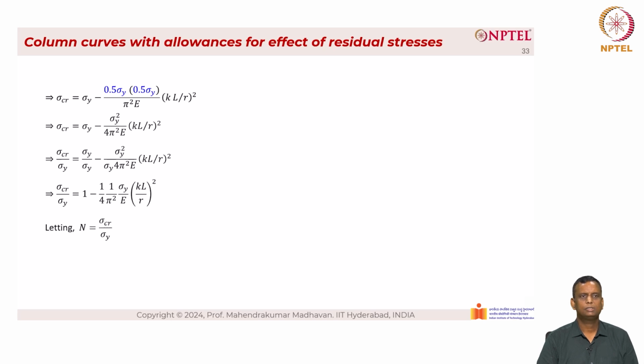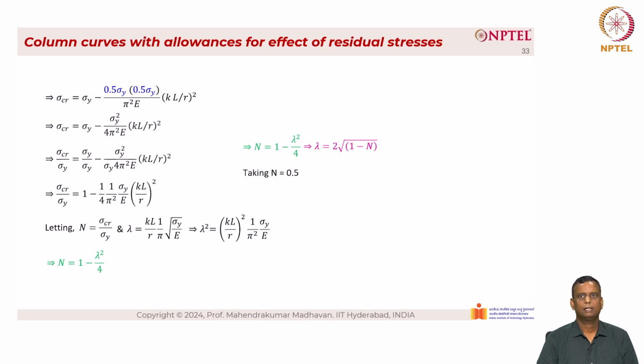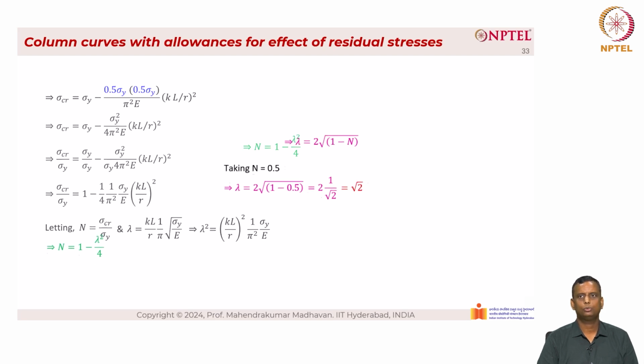Letting n equal σcritical/σy and λ equal to KL/r into 1/π into root of σy/E, we have λ² equal to (KL/r)² into 1/π² into σy/E. So now n becomes n equal to 1 minus λ²/4, which gives rise to λ equal to 2 into root of 1 minus n. Taking n equal to 0.5, because the residual stress is 50% of the yield, we have λ equal to 2 into root of 1 minus 0.5. This can be further simplified, giving the value λ equal to root 2.